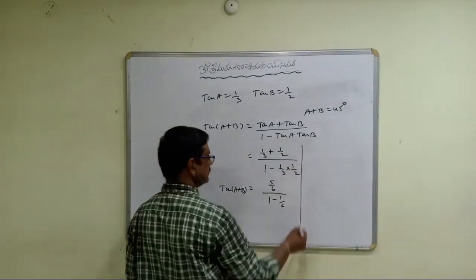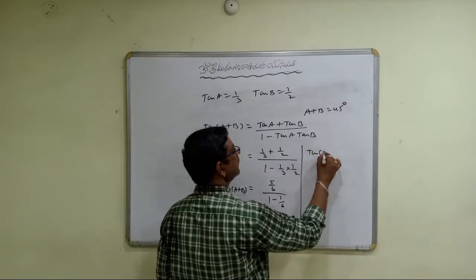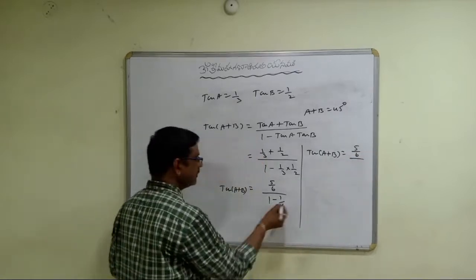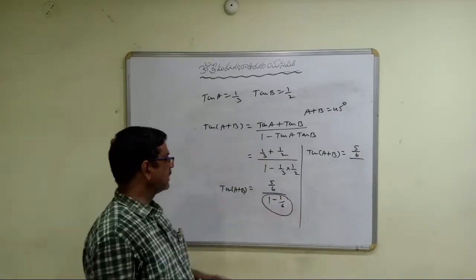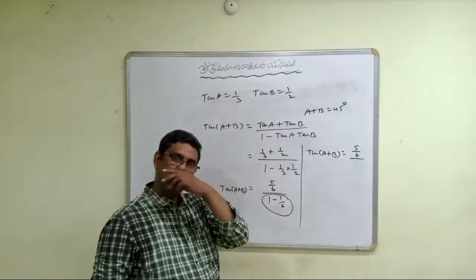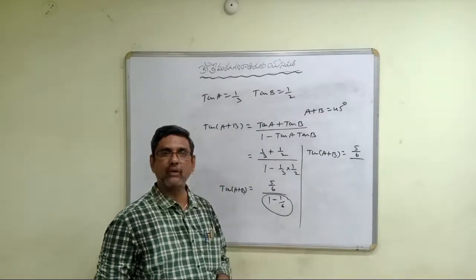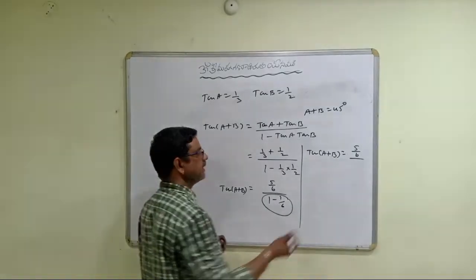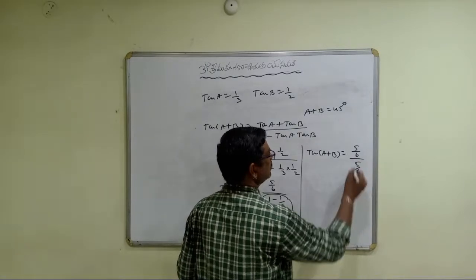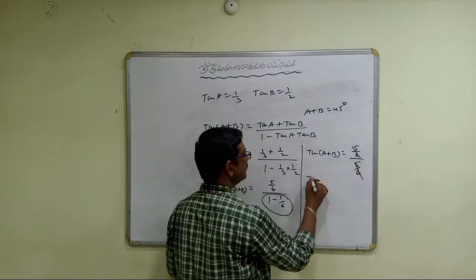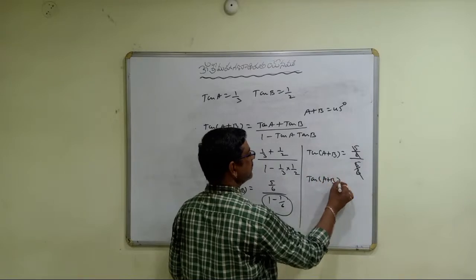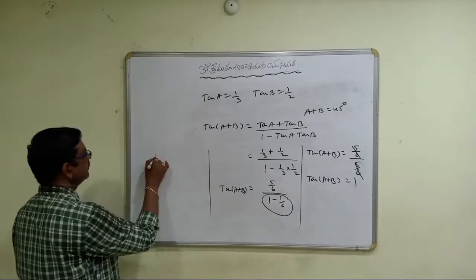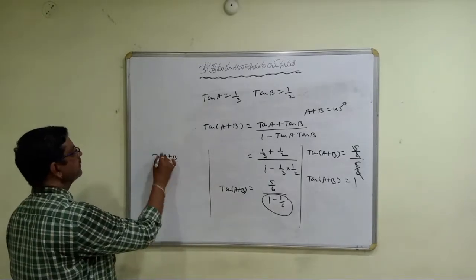Tan A plus B is equal to 5 by 6 on the numerator. And what is the simplification for the denominator, 1 minus 1 by 6? Yes, 5 by 6. Good. So both get cancelled. Tan A plus B is 1.